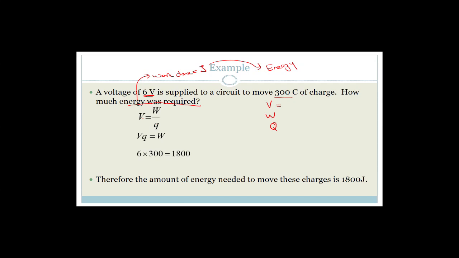Your V is your volts, which you're given as 6. Your charge Q is 300 coulombs, and then they want the W. So we multiply both sides by Q. This cancels with this, and we end up with VQ equals W. So 6 times 300 equals 1800, and what's important is the unit. You must include your unit. Therefore, the amount of energy needed to move these charges is 1800 joules. Not too difficult, eh?